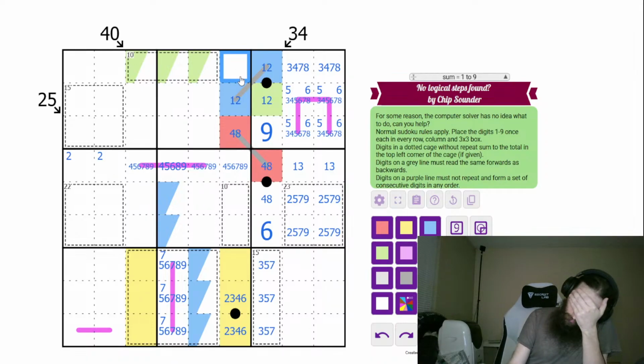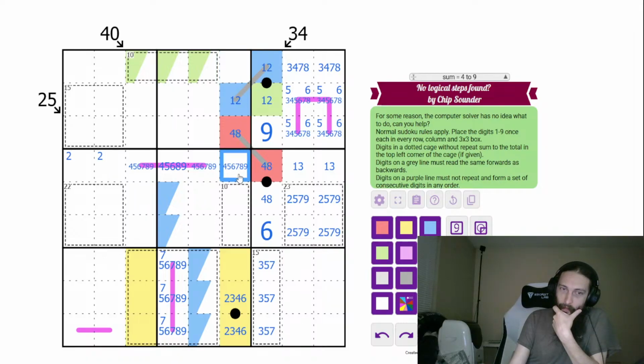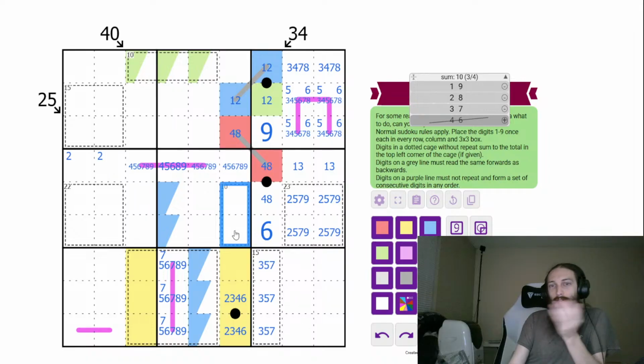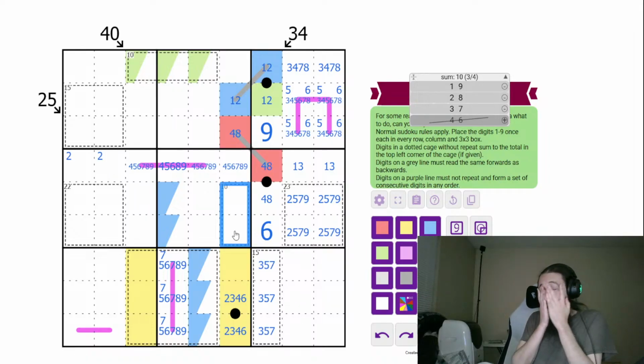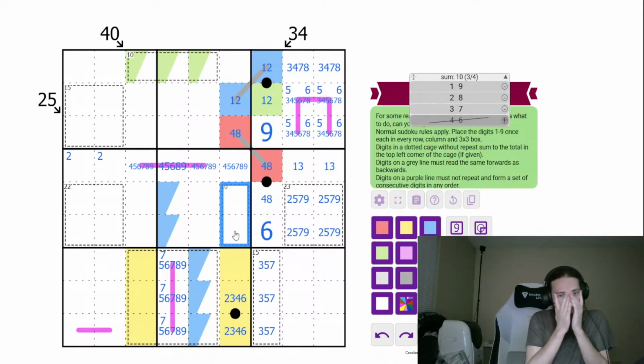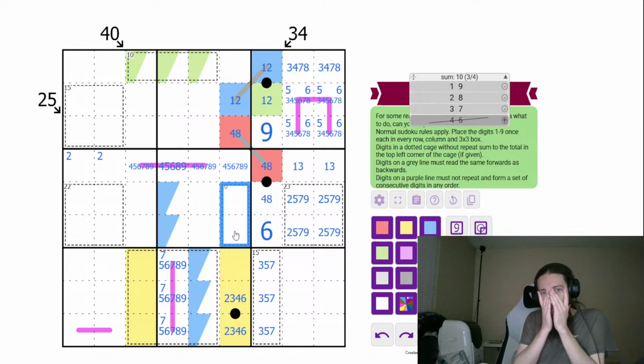This can't be 1 or 2. This can't be 1 or 2. This can't be 1 or 2. Oh, but I can still put 1 or 2 inside of the 10, right? Which makes the crop key 3-6. Yeah.